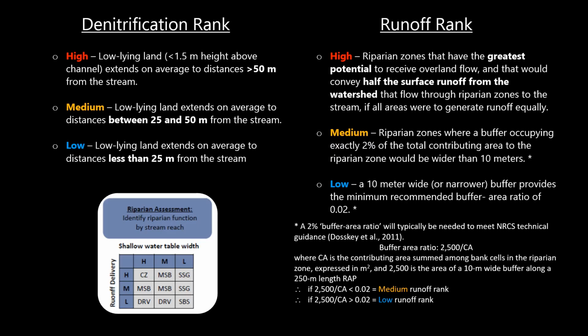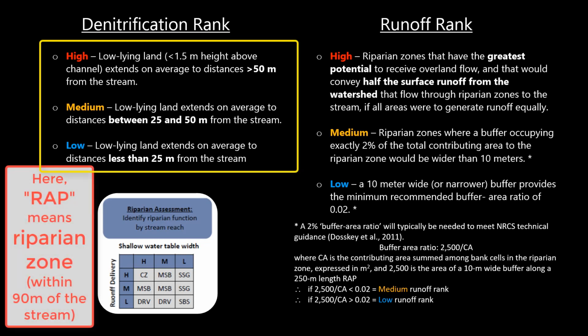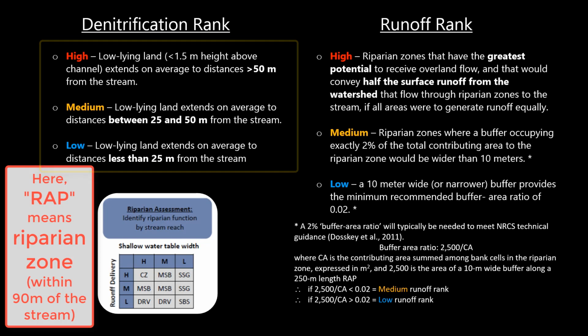Next, we need to assign a denitrification rank and a runoff rank before we can begin our cross-classification assessment. So for the denitrification rank, we look at the low-lying land's average width within the RAP. If that average width is greater than 50 meters, we assign a rank of high. If it's between 25 and 50 meters from the stream, we assign a rank of medium. And if it's less than 25 meters from the stream, we assign a rank of low.